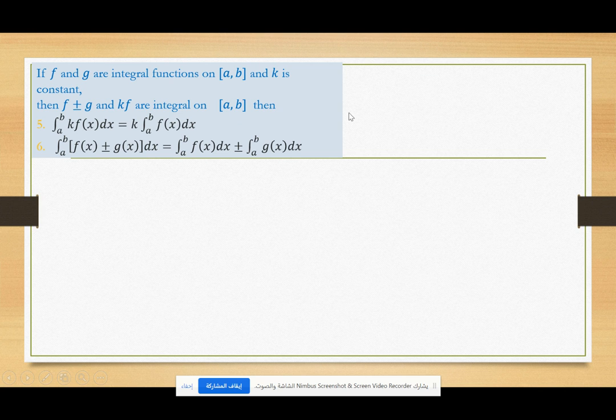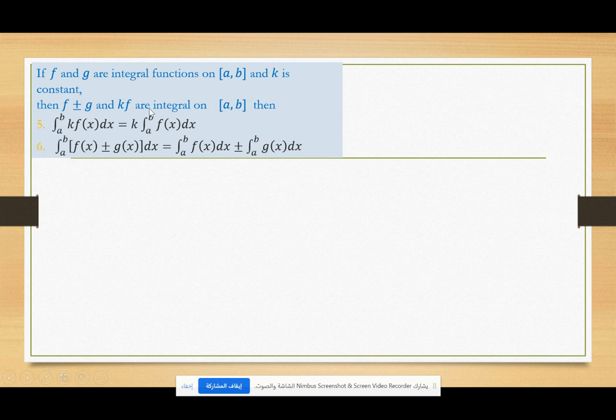And then number 5, which is theorem number 5, is saying the integration from a to b for a constant value multiplied by a function dx will allow this k to go outside as a common factor.